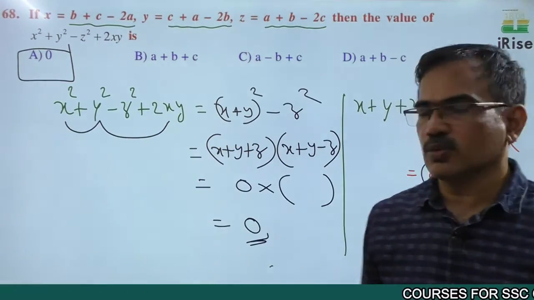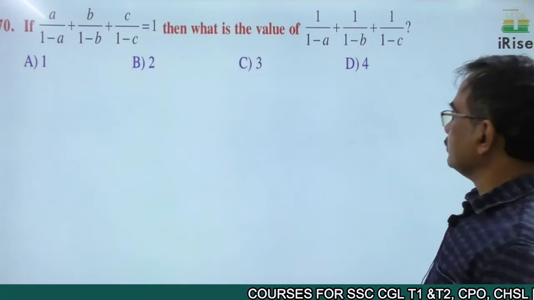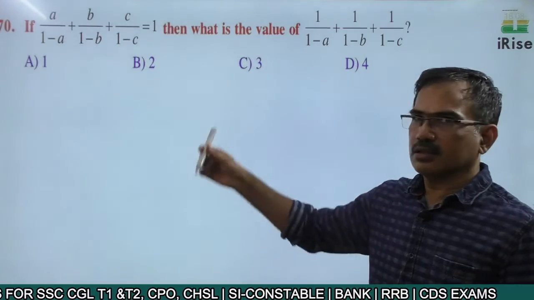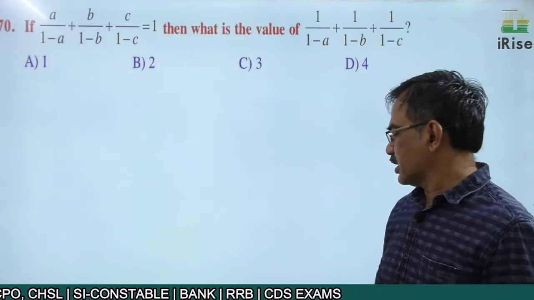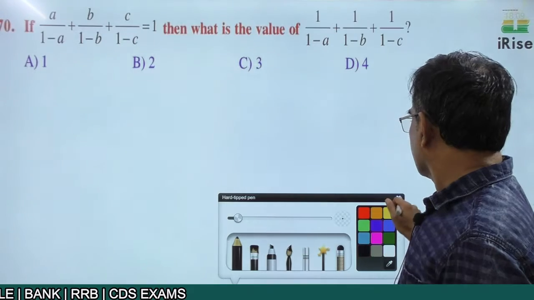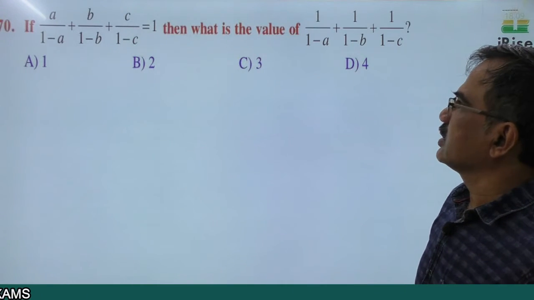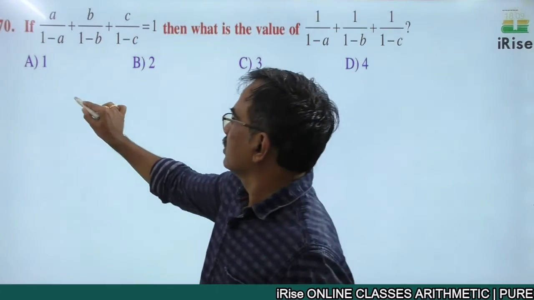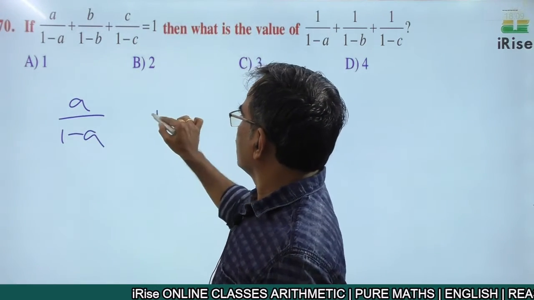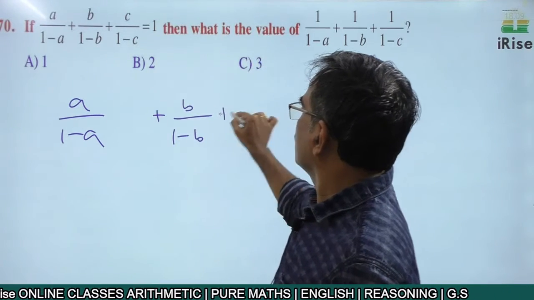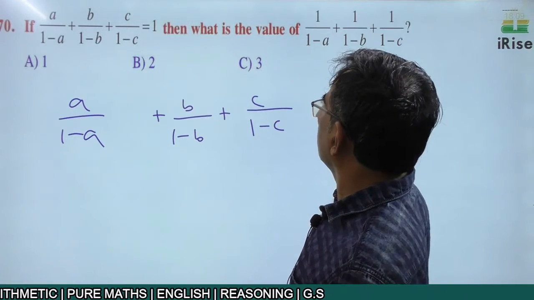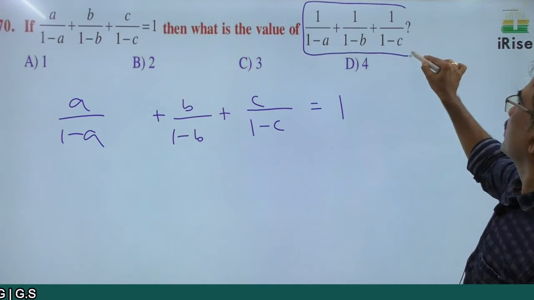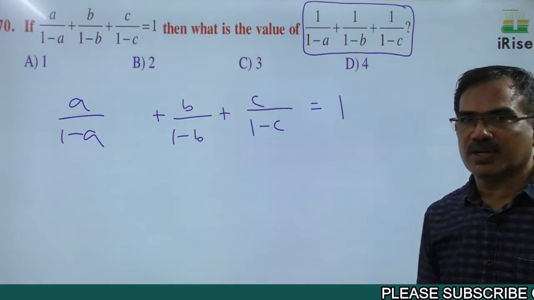Okay. Next one. In recent examinations, this type of questions are being given. If a by 1 minus a plus b by 1 minus b plus c by 1 minus c is equal to 1, given. Then what is 1 by 1 minus a plus 1 by 1 minus b plus 1 by 1 minus c?